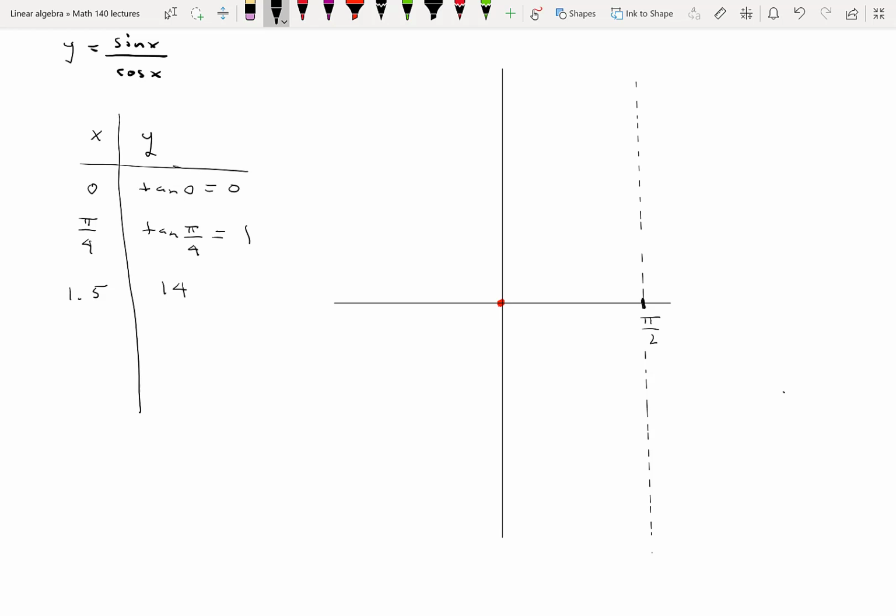And I've drawn a dotted line there just for the time being to indicate that we cannot let x equal that value. That value is forbidden because the cosine would be 0. Then we'd have tangent of pi over 2 equals sine of pi over 2, which is 1, over cosine of pi over 2, which is 0, and 1 over 0 is not defined.